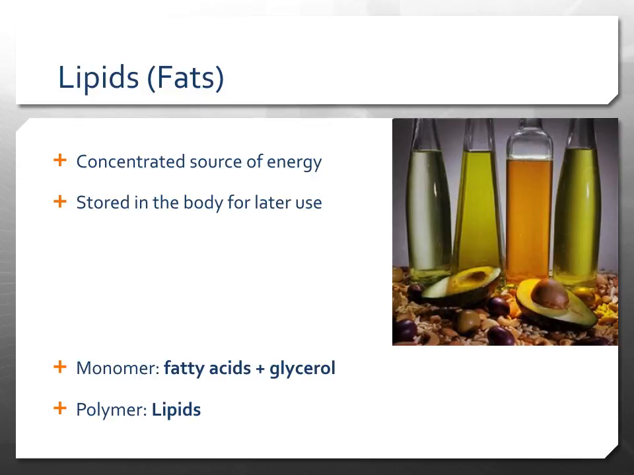How are the lipids made up? Well, if you look here, the monomer is that they are made up of fatty acids and glycerol. And when you add those together, you make a chain of fatty acids and glycerol, and you come up with a chain of lipids. So again, lipids are considered long-term storage, concentrated sources of energy. And if you look at the picture, where do we get our lipids from? We get our lipids from nuts and seeds, avocados, oils like olive oil, sunflower seed oil.